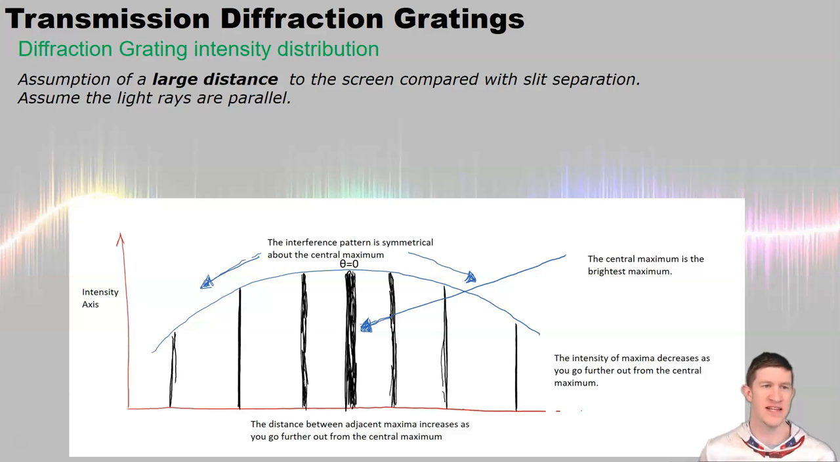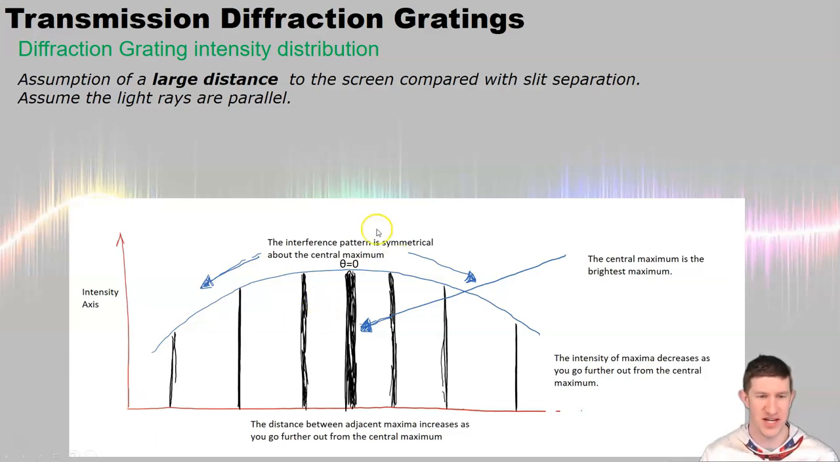The first assumption we need to make is of a large distance to the screen compared with the slit separation. We also assume that the light rays are parallel. So what we mean by that is if you take a distance and we call it more or less like an infinite distance, light rays all become parallel to each other. We know in the real world that's not actually going to happen, but given the distance is so massive compared to the slit separation, they basically act as parallel rays.